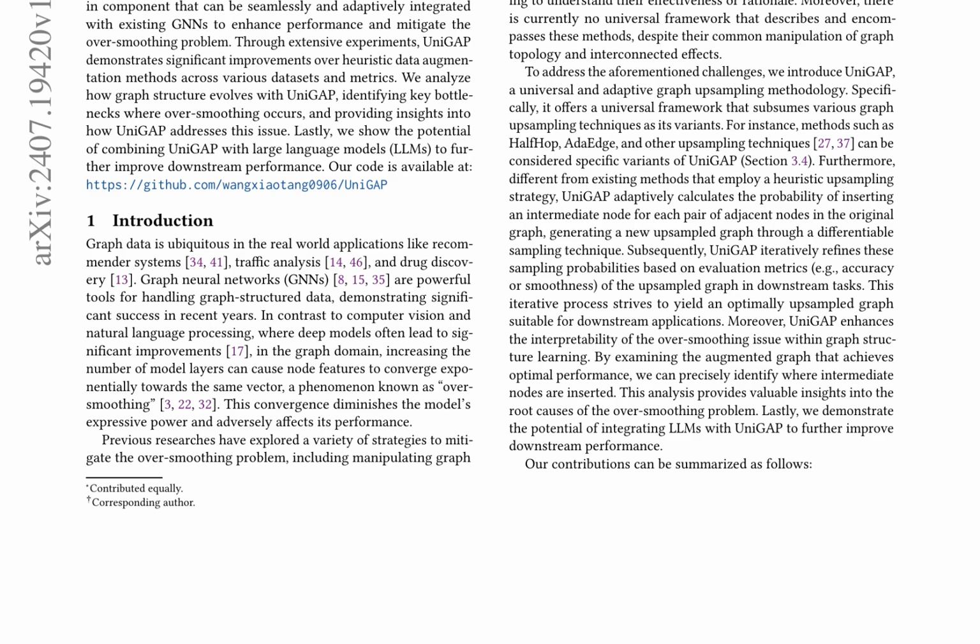We analyze how graph structure evolves with UniGAP, identifying key bottlenecks where oversmoothing occurs, and providing insights into how UniGAP addresses this issue. Furthermore, we explore the potential of combining UniGAP with large language models, LLMs, to further improve downstream performance. Our results show that UniGAP can be effectively integrated with LLMs, leading to enhanced performance in graph-related tasks. Overall, UniGAP offers a universal and adaptive solution for graph upsampling, enabling more effective and efficient graph neural network architectures.